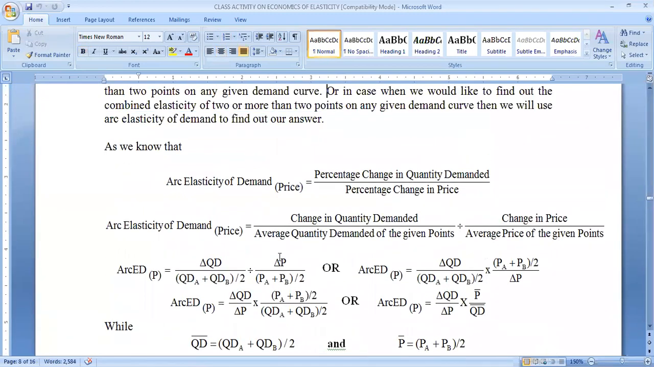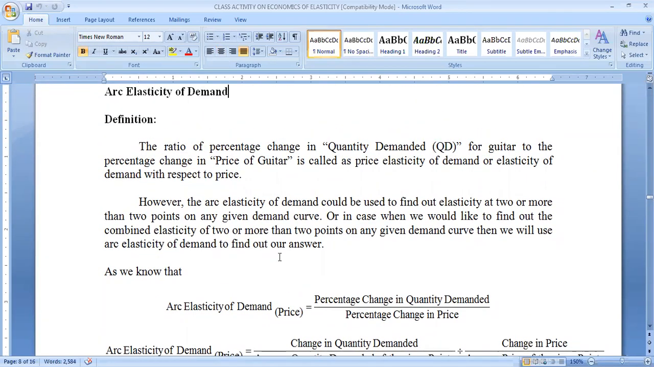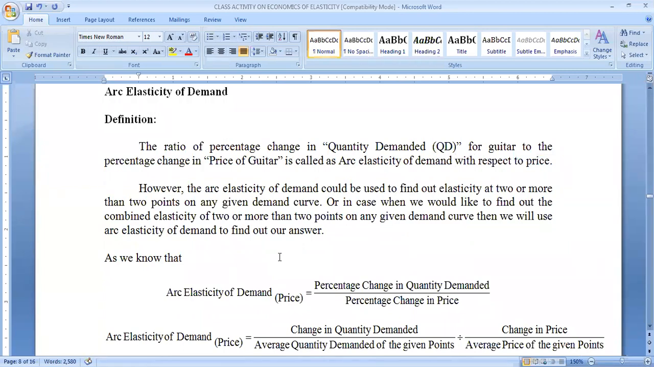Here comes question number 6. Now let us define the elasticity concept first. The ratio of percentage change in quantity demanded for guitar to the percentage change in price of guitar is called arc elasticity of demand with respect to price.